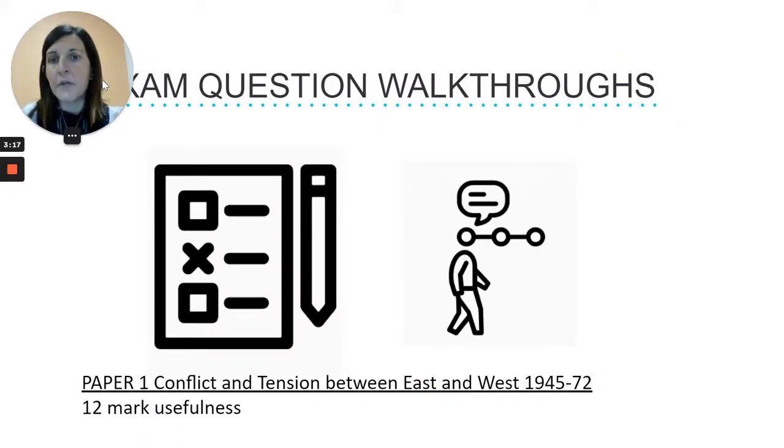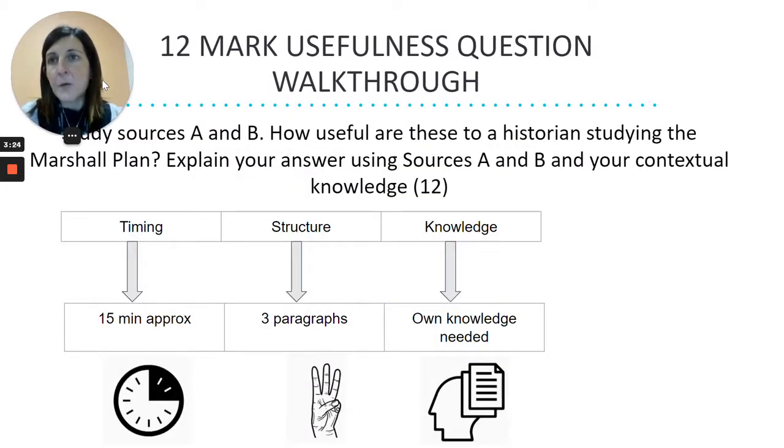Question 2 on the conflict and tension section is a 12-mark usefulness question. Now, as this question is worth 12 marks, you would spend about 15 minutes on this question. You need to write 3 paragraphs, and you do need to use your own knowledge.